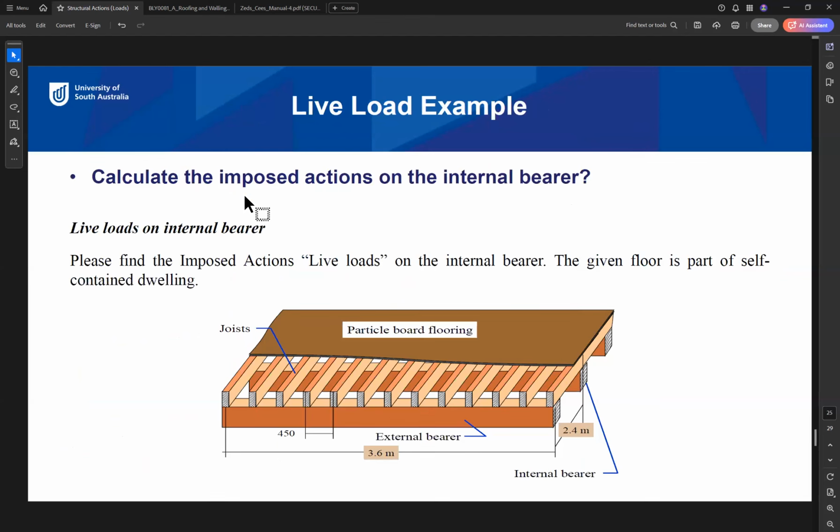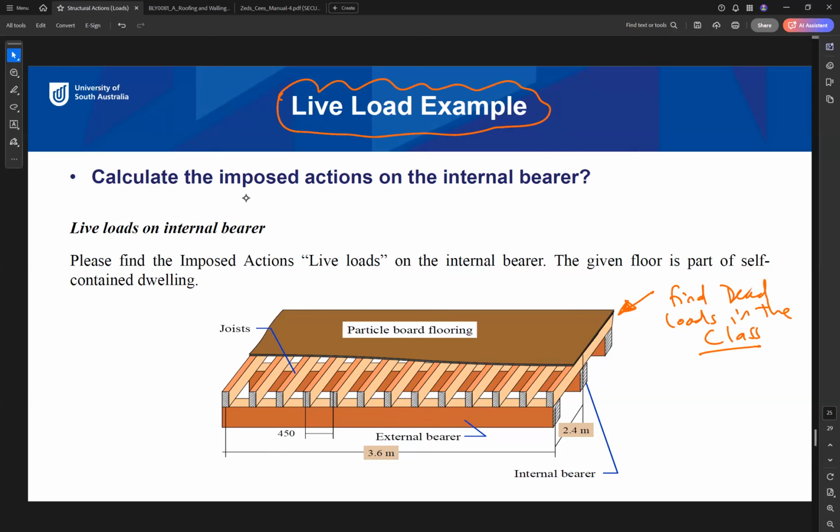So now we will have a quick example about live load. Have you seen this example before? This is the same example we used for the dead load in the class last week. So we will use the same example here to find how much is the live load on the same floor.